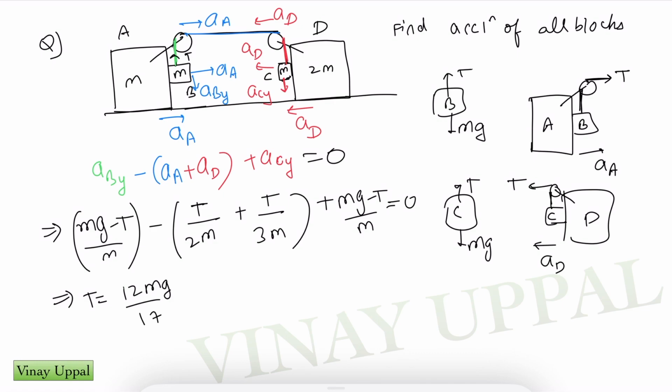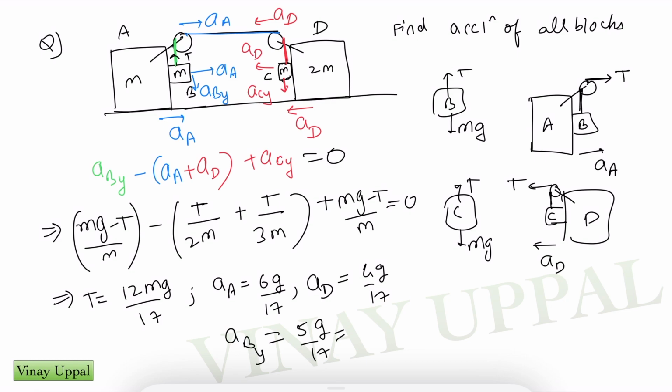So now that you have tension, it's very straightforward to calculate the acceleration. So acceleration of A is T by 2m, so 6g by 17. Acceleration of D is T by 3m, so 4g by 17. Acceleration of B will have a horizontal component same as A, and the vertical component will be (mg minus T) by m. That will be 5g by 17, and similarly for the y component of acceleration of C. So these are your answers.